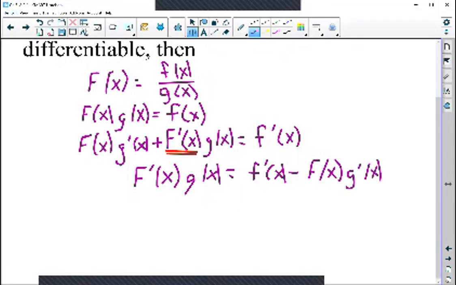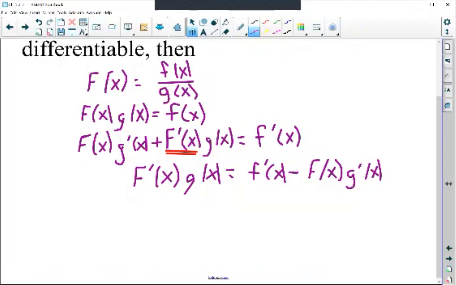And right away, I don't like this capital F over here. So I'm going to replace it. I'm going to get rid of it, and I'm going to replace it by what it's equal to. And it's equal to little f of x divided by g of x.